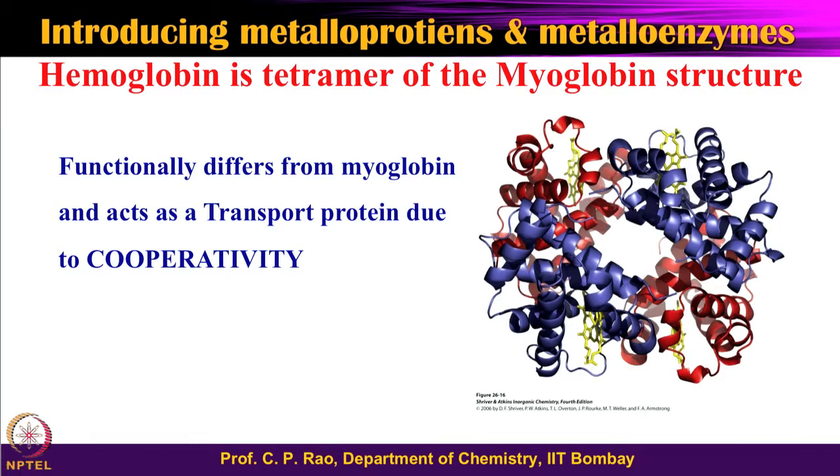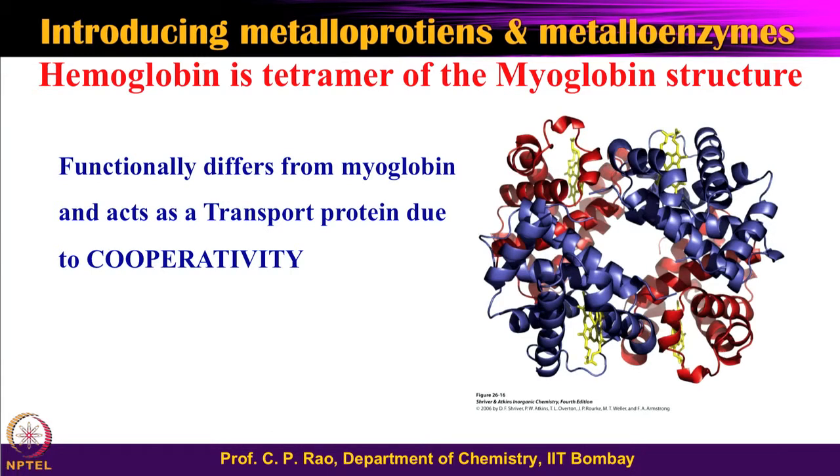But the myoglobin, now let me tell you, myo means muscle, so it is present in the muscle, and the myoglobin is involved mostly in the storage of oxygen, whereas hemoglobin, hemo referring to the blood, is involved in transport. So, when we have one protein unit, it acts like a storage. When 4 such units are joined together, it acts like a transport protein.